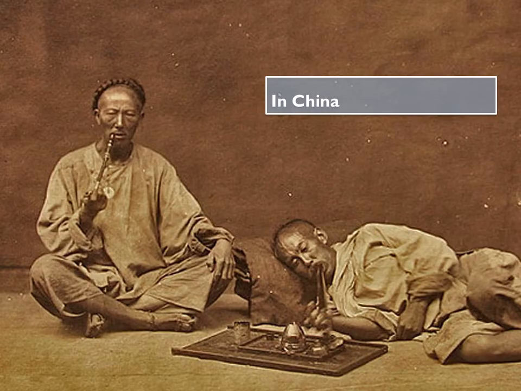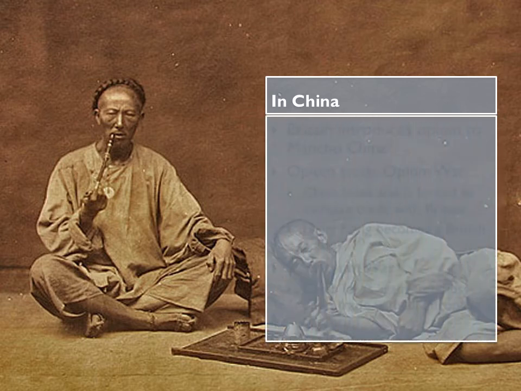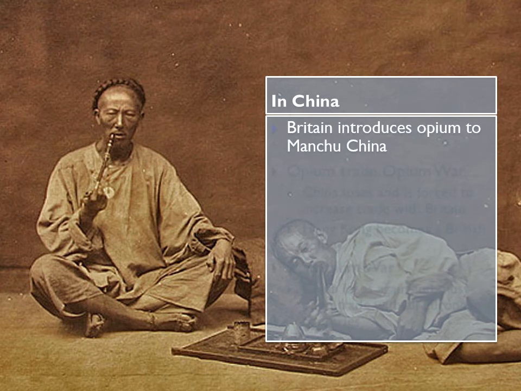So in China, yes, there it is, the opium. We have Chinese men smoking opium pipes. Opium is from the same root kind of plant as heroin. It has similar effects. So in China, Britain introduces opium to Manchu China as an effort to trade. Remember that the Manchu conquered the Ming. And opium comes from India and the Middle East. It comes from poppy seeds.